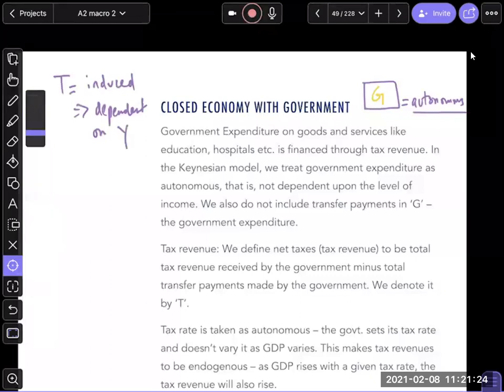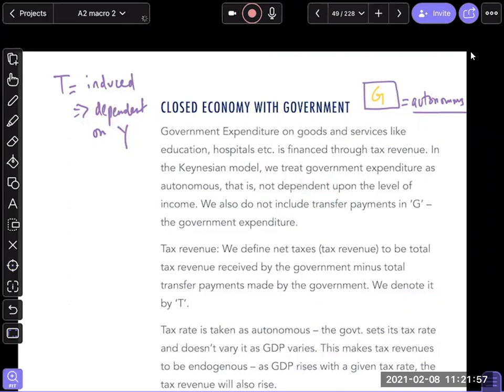So we have, in a closed economy with government, we assume that government expenditure is also, according to the Keynesian model, autonomous, that is not dependent on income. And in this government expenditure, we do not include transfer payments, because these are the payments for which no output is produced in return. Remember, so no unemployment benefit, no pension, and all that. But this government expenditure is all the expenditure that you have on goods and services. On the other hand, T is an induced expenditure, which is dependent on Y.